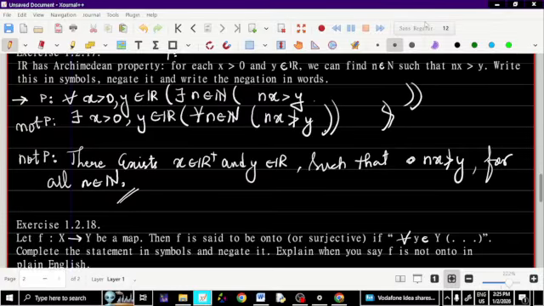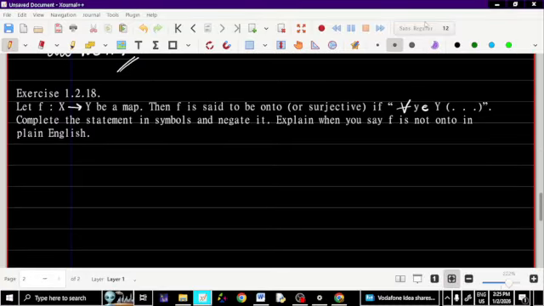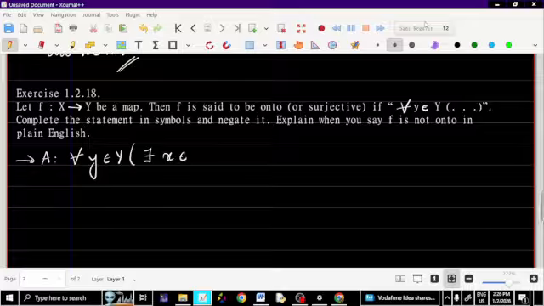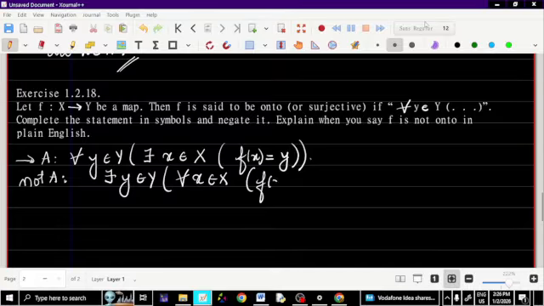Okay. And then we have one more, the last one, 1.2.1. Let f from X to Y be a function. Then when do you say that f is onto? For all y in Y, there exists x in X such that f of x is equal to y. This is the basic definition of onto function. So how will you negate it? There is a point y in Y such that for all x in X, f of x is not equal to y.